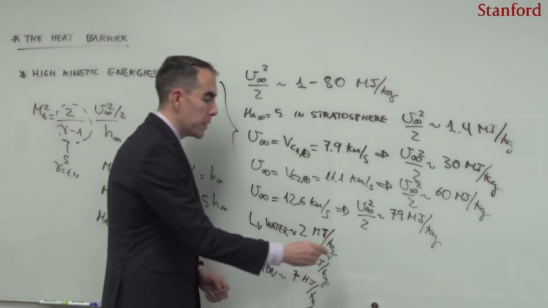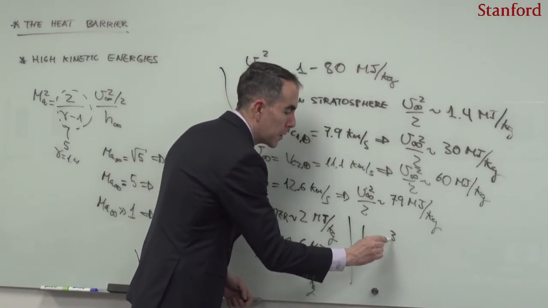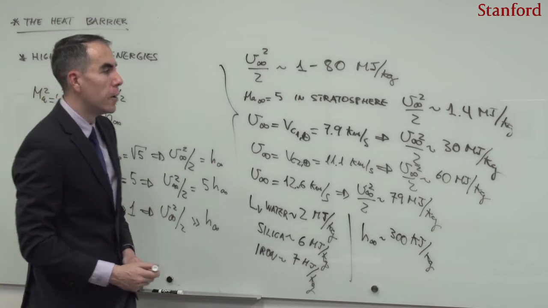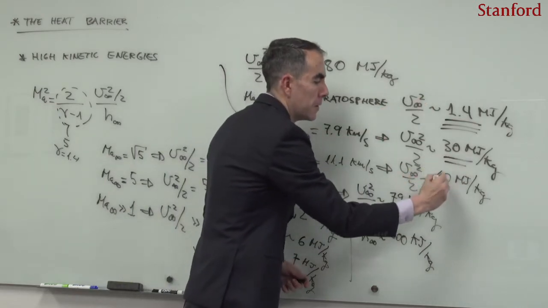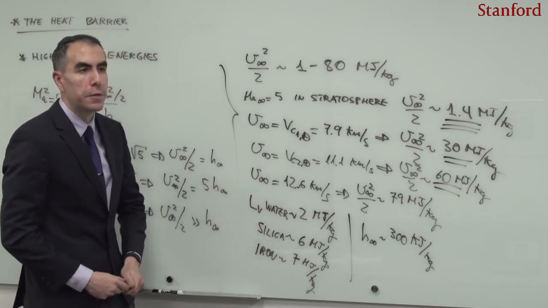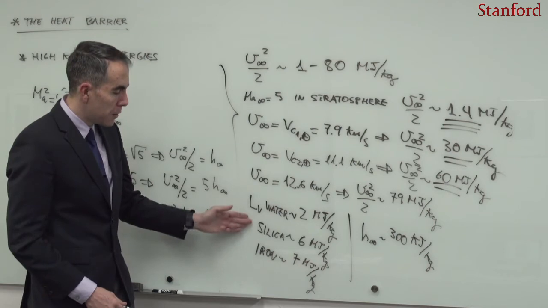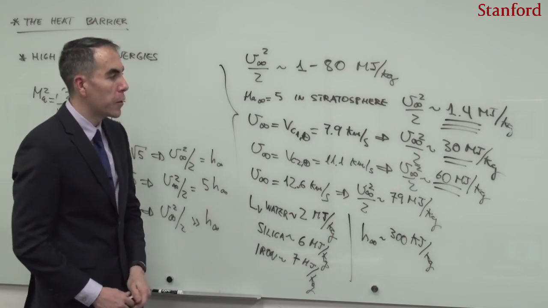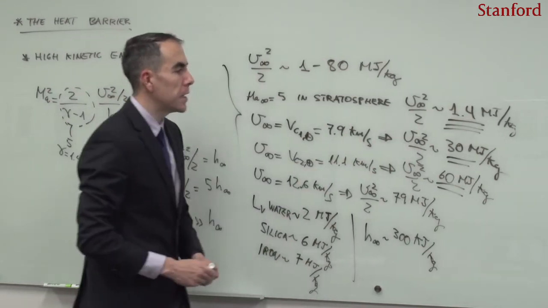And if I take the static enthalpy of the air in this room, right? The static enthalpy will be about 300 kilojoules per kilogram. So you can see that all these enthalpies, all these kinetic energies developed in hypersonics are way higher than any characteristic heats involved, for instance, in the vaporization or melting of materials, that one could think about using in thermal shields. So we are dealing with very high specific enthalpies.